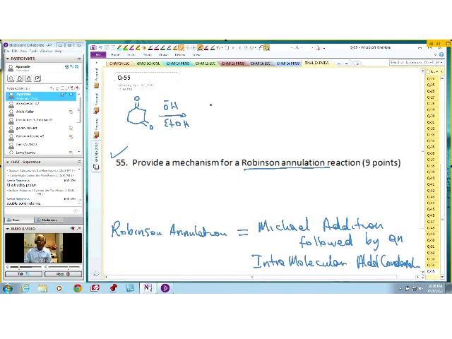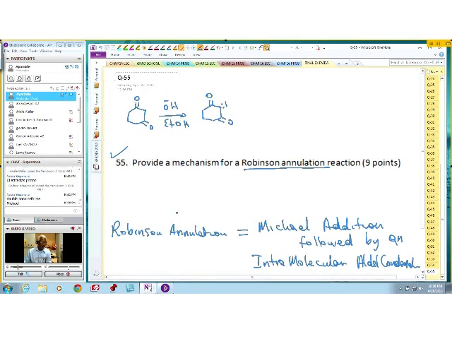What is the first thing that will happen? We form a nucleophile. We deprotonate that alpha carbon there. And then, what do you think I need to do now? Anybody have an idea? Now I have formed my nucleophile. Keep in mind what Robinson annulation is.